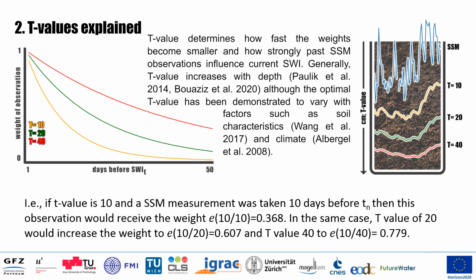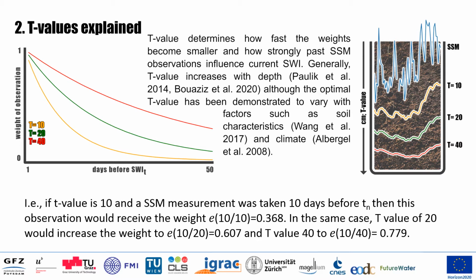So an important parameter in the SWI calculation is the so-called t-value, which determines how fast the weights decrease and how strongly past surface soil moisture measurements influence SWI. Generally speaking, t-value increases with depth, although this relationship is influenced by factors such as soil characteristics and climate.